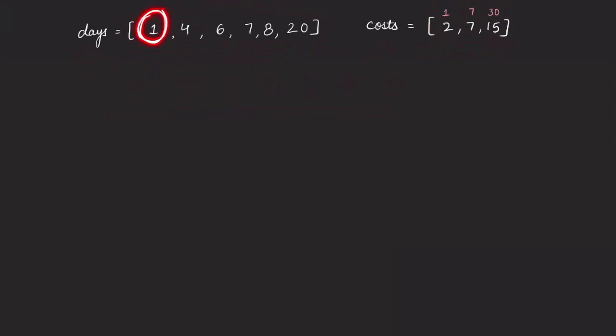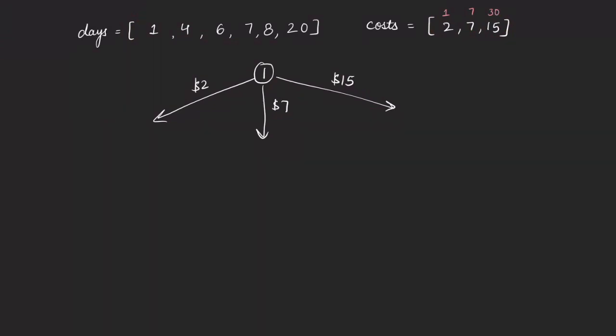Starting from day one, at day one I have three choices: either I buy a 1 day pass, or a 7 day pass, or a 30-day pass. If I buy a 1 day pass, it will be $2. If I buy a 7 day pass, it will be $7. And if I buy a 30-day pass, it will be $15.